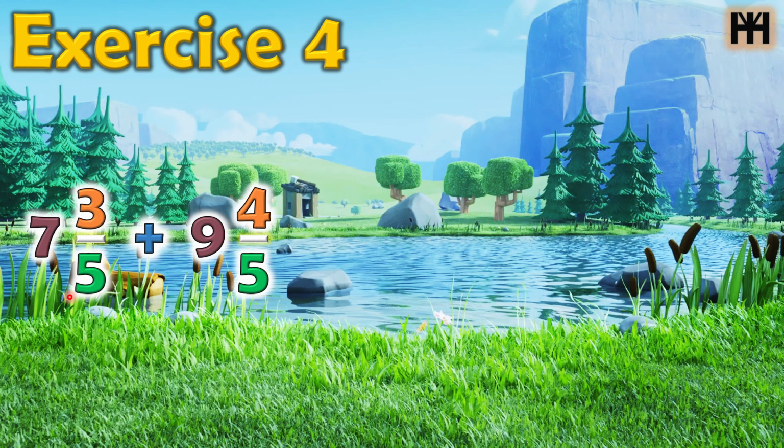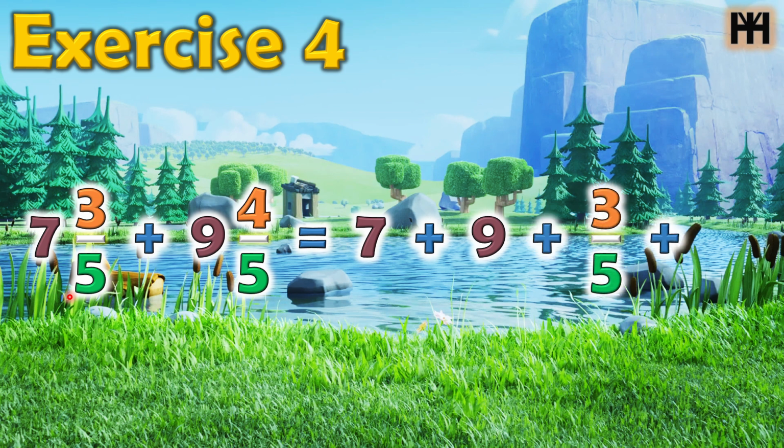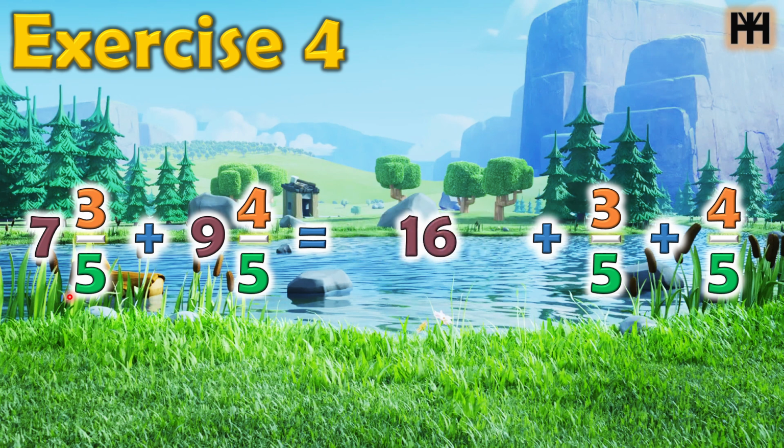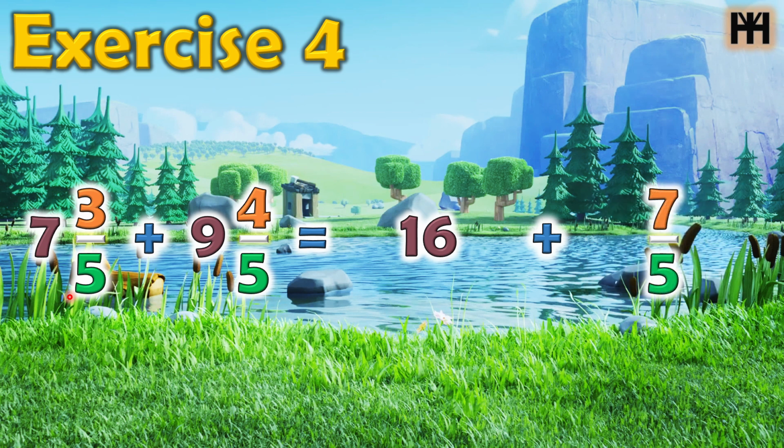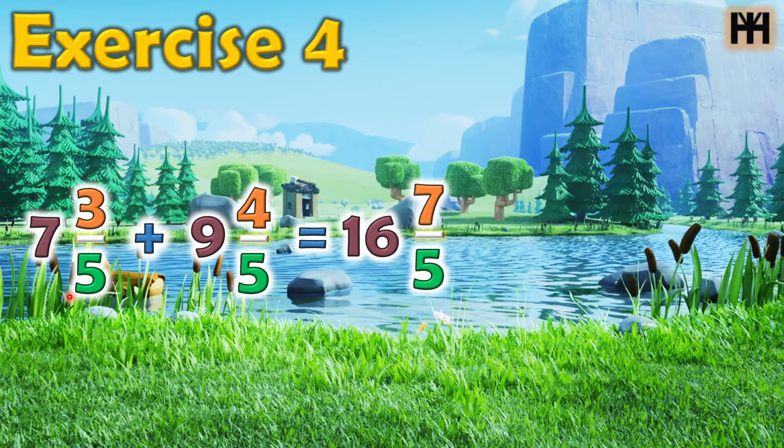Exercise 4. 7 and 3 over 5 plus 9 and 4 over 5. So it's 7 plus 9 plus 3 over 5 plus 4 over 5. 7 plus 9 is 16. 3 over 5 plus 4 over 5 is 7 over 5. So 16 plus 7 over 5 is 16 and 7 over 5. But are we done? Not yet, because 7 over 5 is an improper fraction, as 7 is greater than 5.